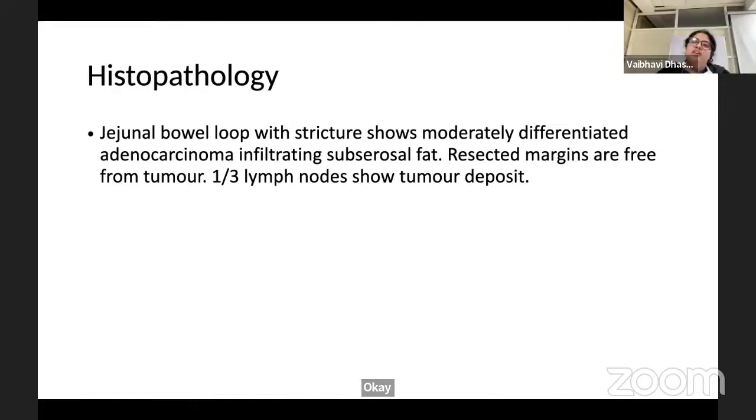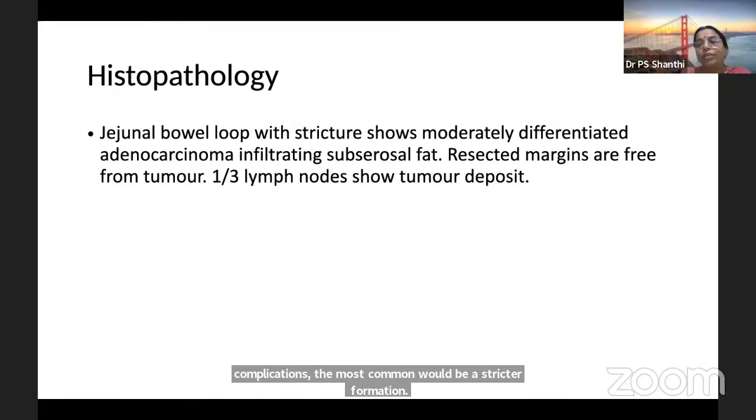Most common is stricture, if you went for side-to-side anastomosis, no, in this patient? Not end-to-end. It would be a late complication. It wouldn't be an early complication. So in late complications, the most common would be a stricture formation. So we went for side-to-side anastomosis in this patient, no? Yes.